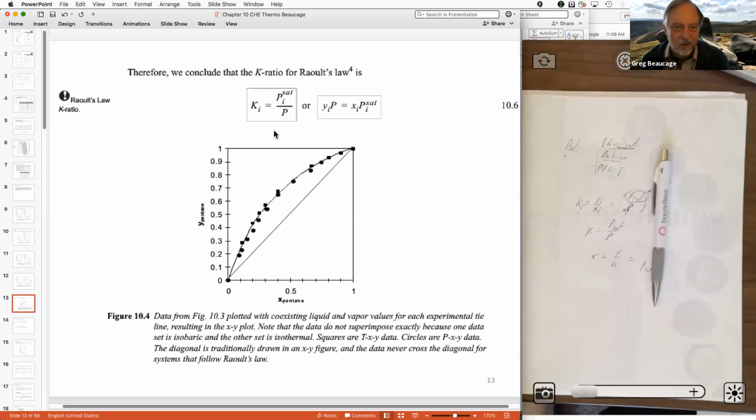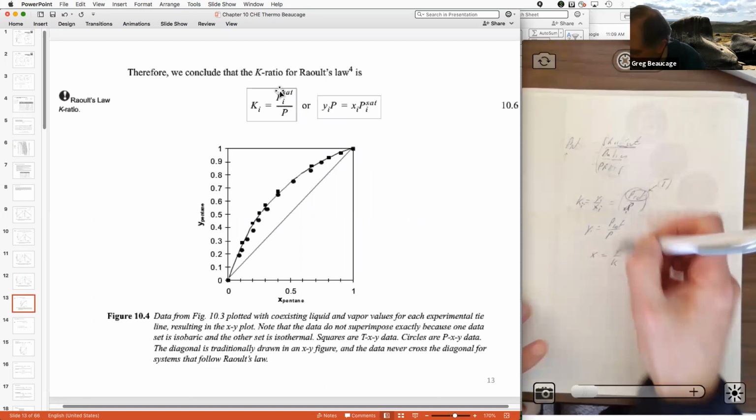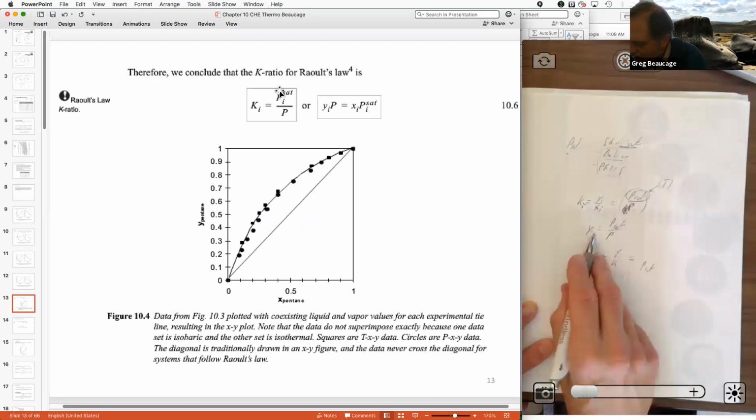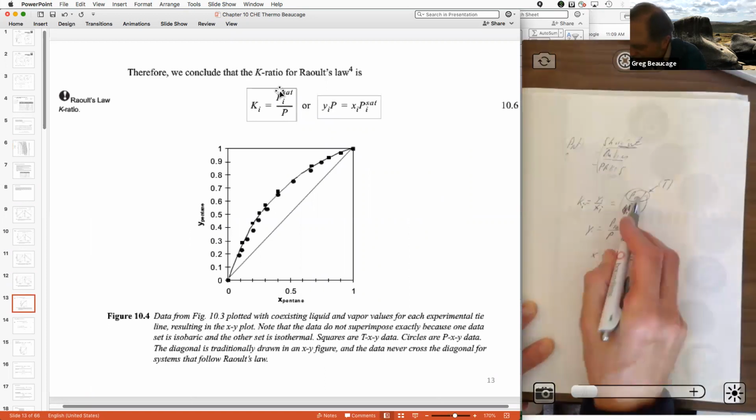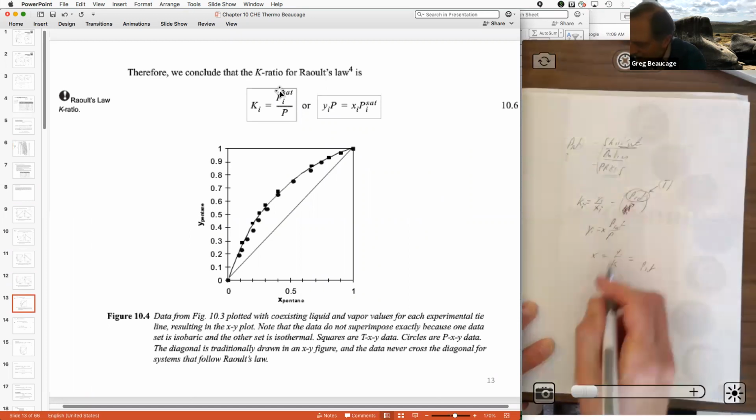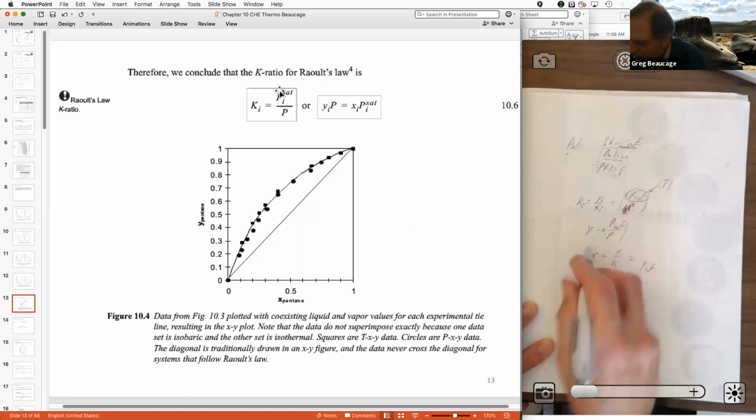K is P sat over P. Right, so this X doesn't belong here. K is just P sat over P. Because if you plug this in, Y isn't P sat over P. Y is X times P sat over P. Right, so Y by X is P sat over P.